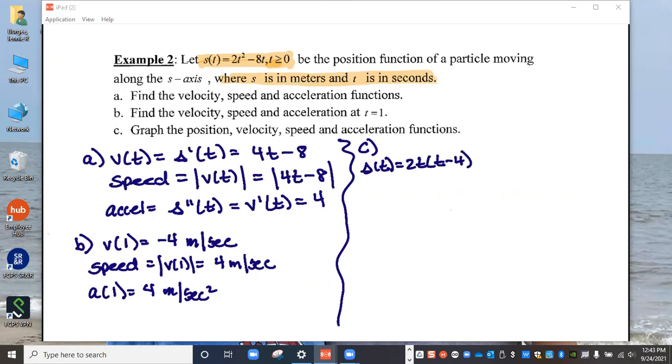Again, I'm just doing rough sketches. They don't need to be perfect. So I know that this parabola is going to intersect my x-axis at t is equal to 0 and 4, correct? Again, I'm only concerning myself where t is going to be greater than or equal to 0. So again, I know that the parabola is probably going to look something like this. Just a sketch.